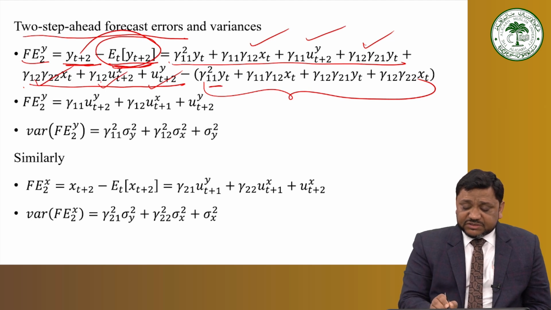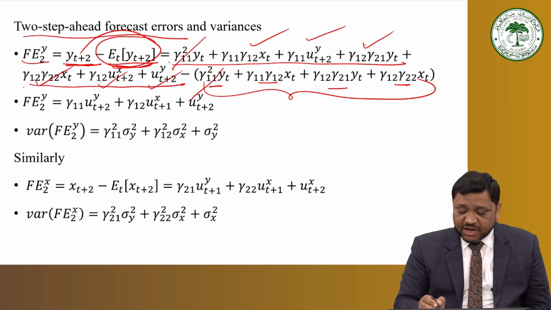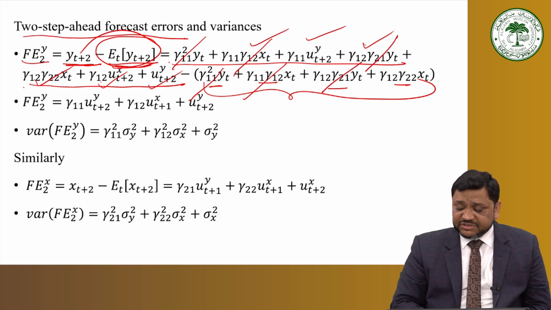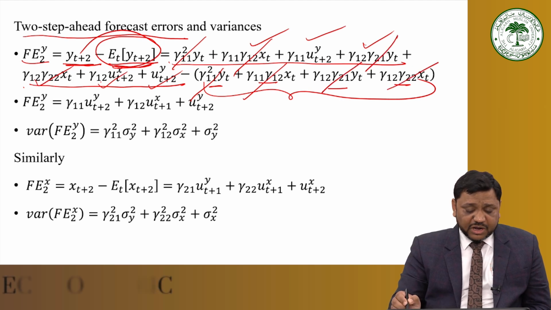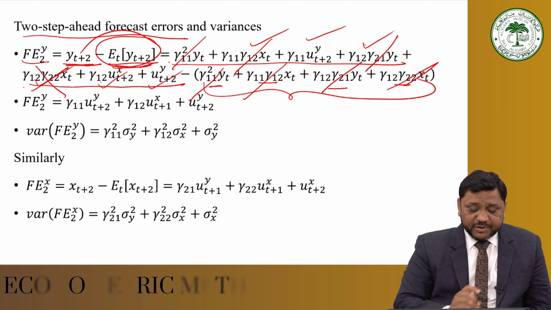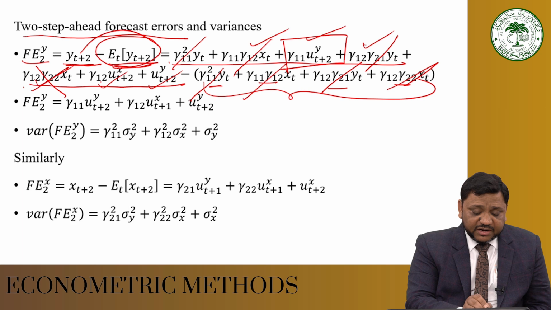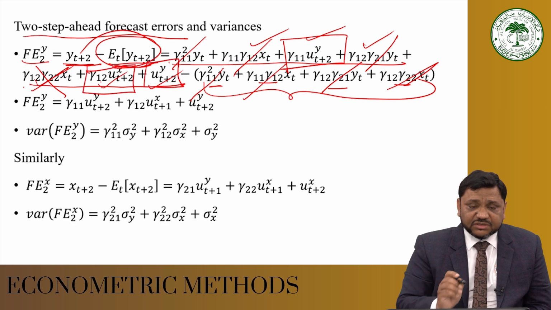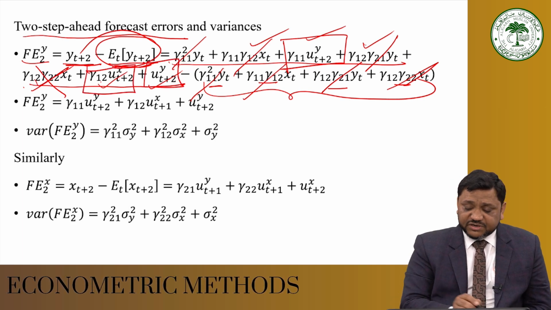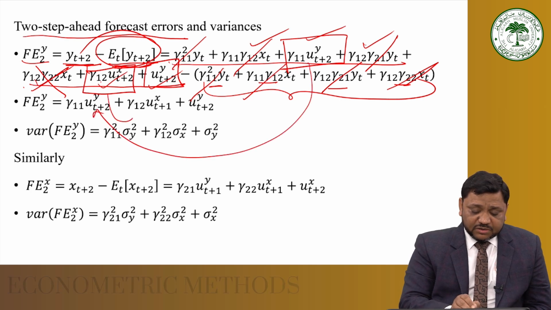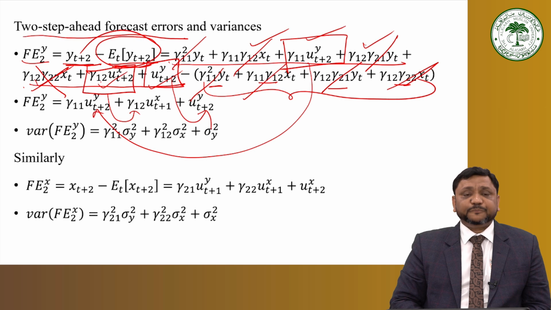This is in minus, this is in minus, this is in minus, this is in minus. So this and this term are cancelling out. Again, this is also in minus, this term and this term are cancelling out. This gamma 12 gamma 21 yt term and this term are cancelling out. Here gamma 12 gamma 22 xt and this term are cancelling out. So we are left only with the error terms. This is one error term, this is another error term, and this is the third error term. We are left with these three error terms. So this comes over here, this comes over here, and this comes over here.